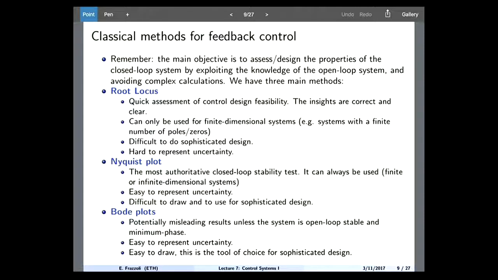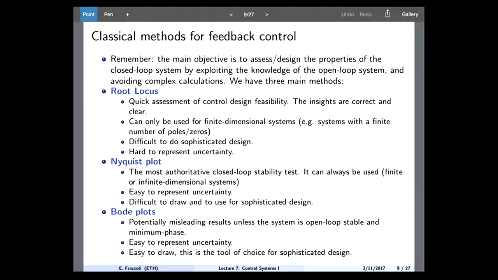We will actually look at three methods. Okay, so the root locus method is the first one. Really like it a lot. I find it a lot of fun. Really, something that allows you to do a quick assessment of control design feasibility. The results that you get are always correct and are actually very clear, at least to me. Okay, I hope they will become clear to you as well. You can only use it for finite dimensional systems, essentially systems that we can write as a transfer function with poles and zeros.